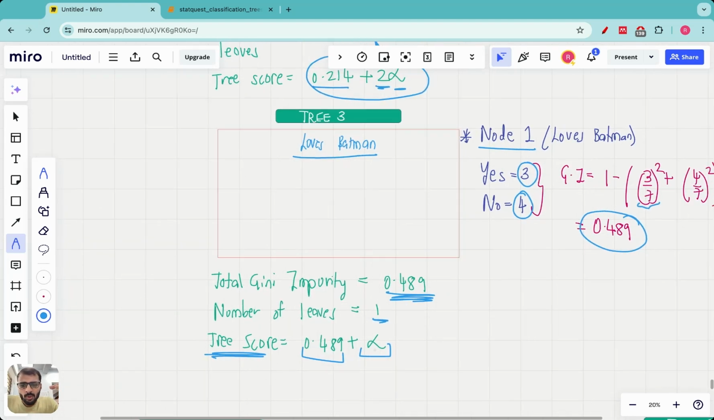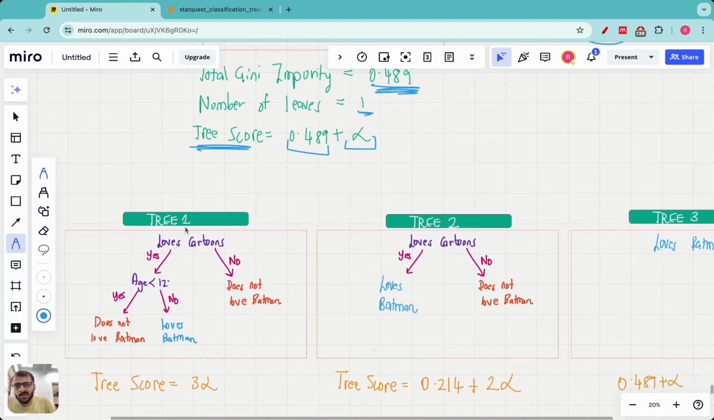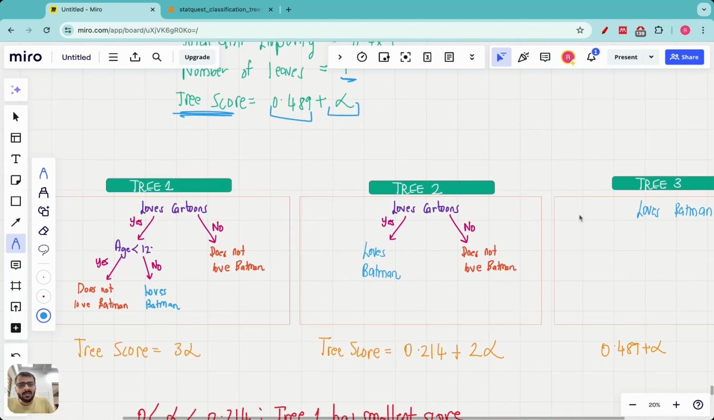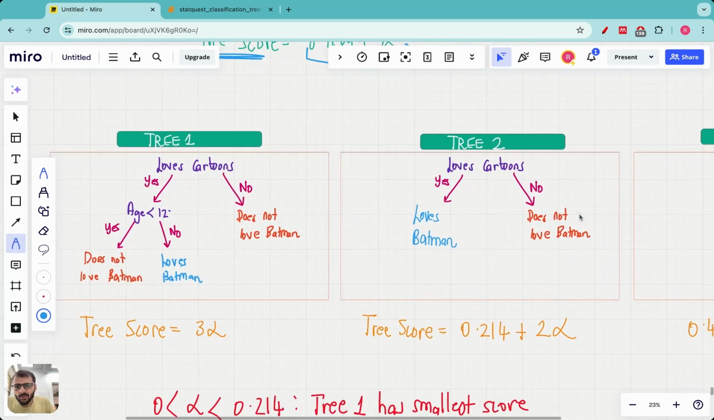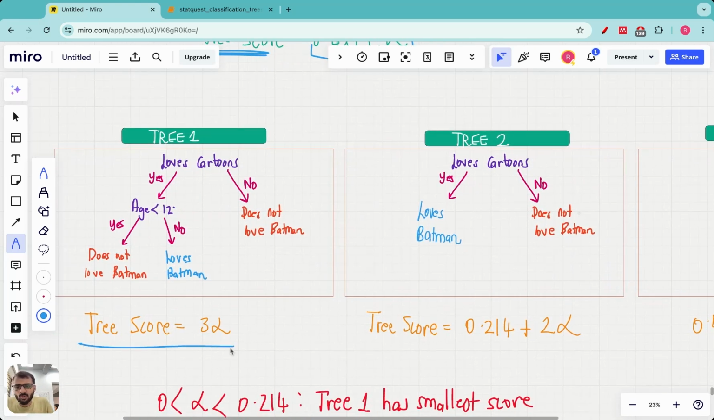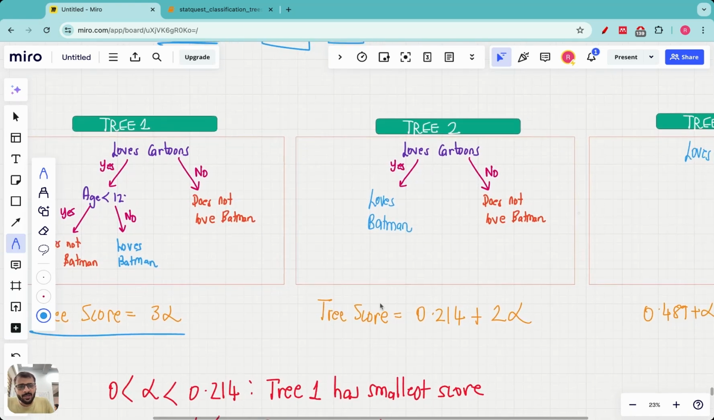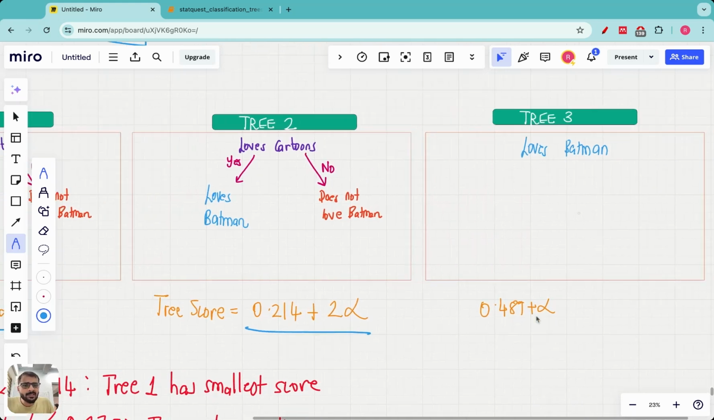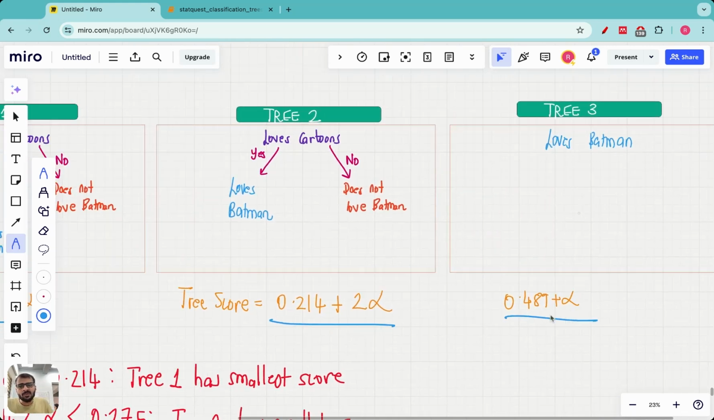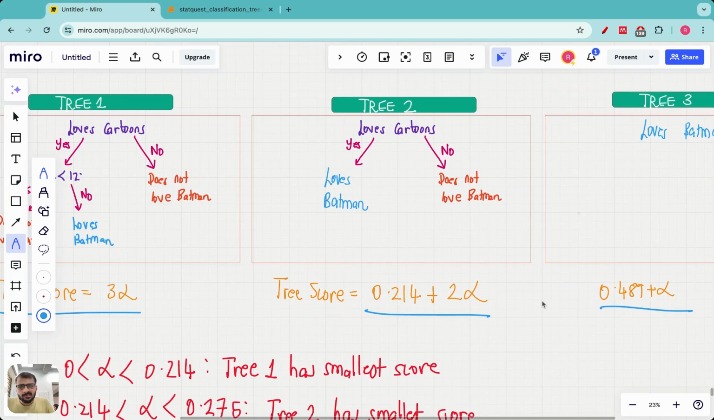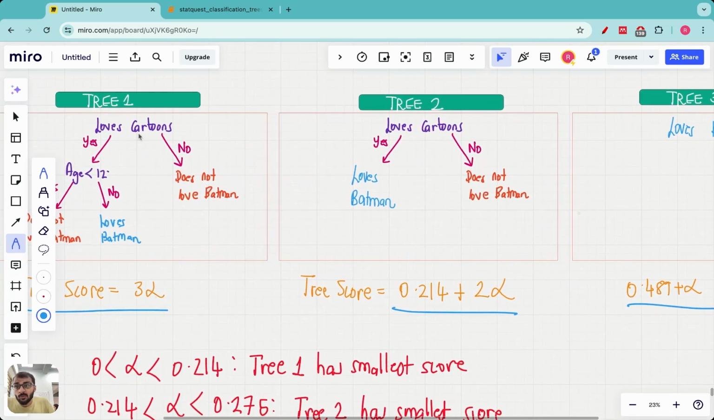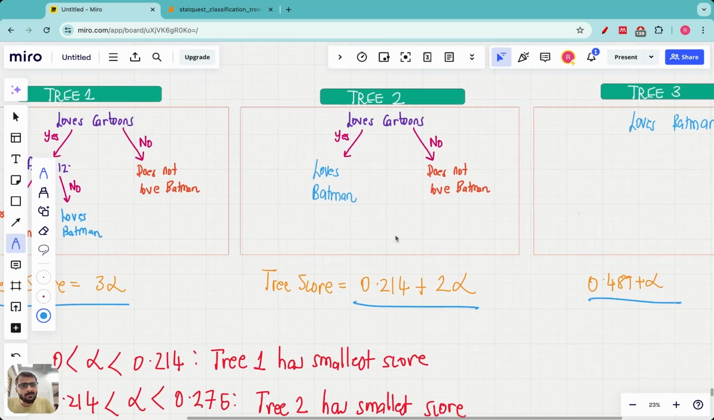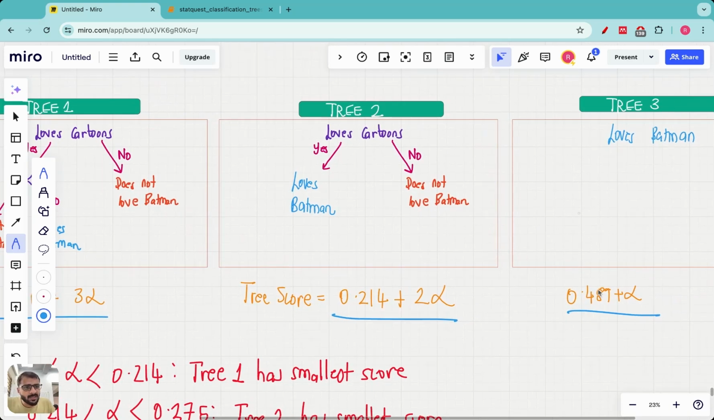So now if you put all of this together, if you look at tree number 1, tree number 2 and tree number 3, let's write down the tree scores for each of these trees. For tree number 1, the tree score is equal to 3 alpha. For tree number 2, the tree score is equal to 0.214 plus 2 alpha. And for tree number 3, the tree score is 0.489 plus alpha. So if you look at the two components, the Gini impurity component is the smallest for tree 1, which is 0. Gini impurity component is the largest for tree 3, which is 0.489.